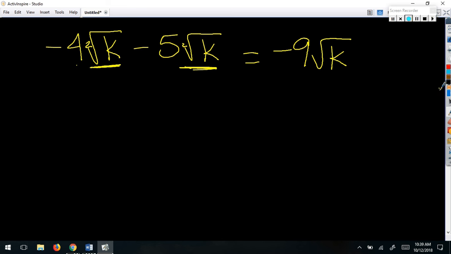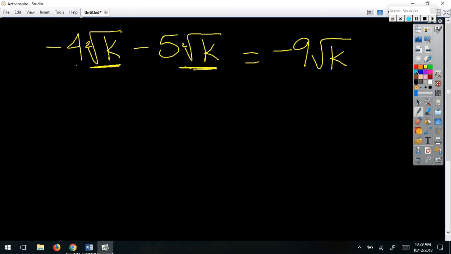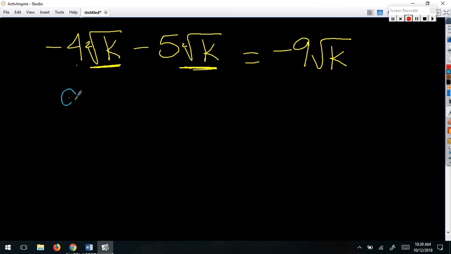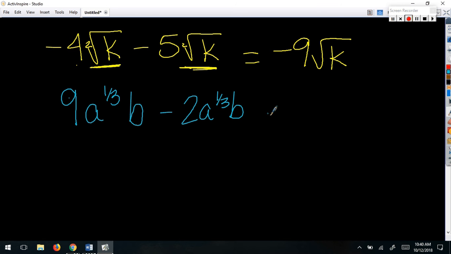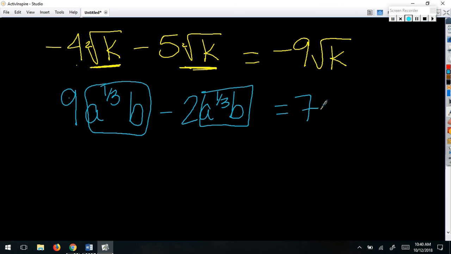All right? The same thing applies if they're rational exponents, because that's just another way to express a radical. So if I had 9a to the 1/3 times b minus 2a to the 1/3 times b, again, these are like terms because this is the same. So I just combine the numbers in front to get 7, and I leave the rest of it alone, okay?